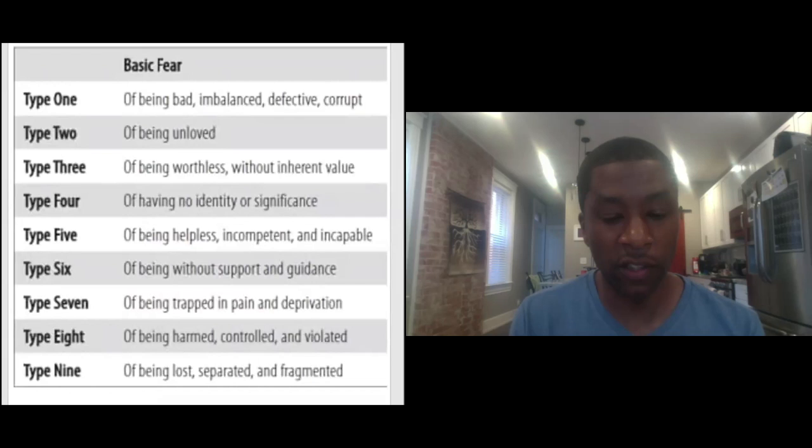The fears of each type are universal, but each type has its own specific fear that motivates their behavior more than the others. This fear was developed in us as a response to a particular need that we had as infants that our parents or caregivers were unable to fulfill. The book gives the following example of how a basic fear develops.